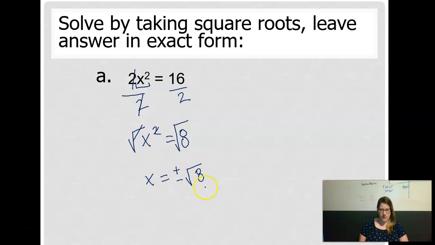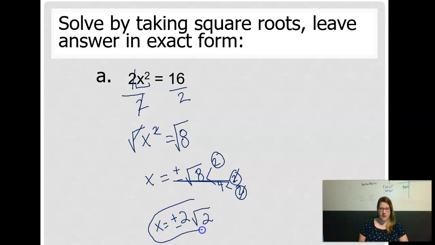Now 8 is not a perfect square, but I can simplify this a little bit more by breaking it down. 8 is 2 times 4, and 4 is 2 times 2. So for these two 2's underneath, I can bring one out. For the other 2 that doesn't have a match, I would have to leave it underneath. I still have a positive and a negative of this solution. So x equals plus or minus 2 roots of 2.